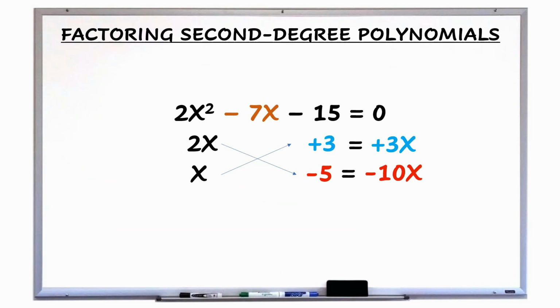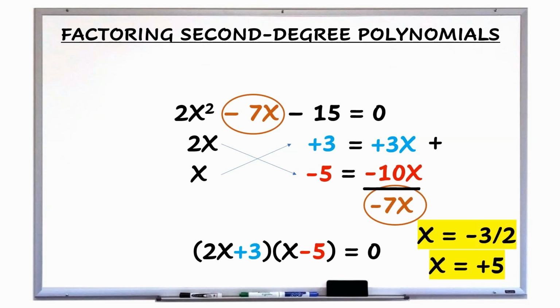Now, I have to realize that negative 7x is the term that I'm looking for. So if I multiply 2x times negative 5, I will obtain negative 10x. If I multiply x times positive 3, I will obtain positive 3x. If I add them, I will obtain negative 7x. So that means that 2x plus 3 is one of the terms and the other term is x minus 5. And from that point, I can solve it for x. X equals negative 3 halves or negative 1.5 and x equals positive 5.